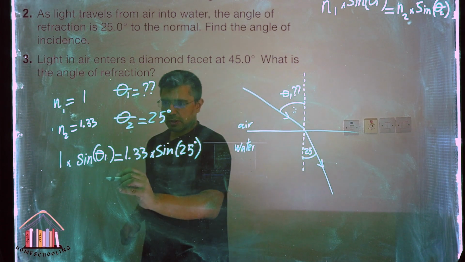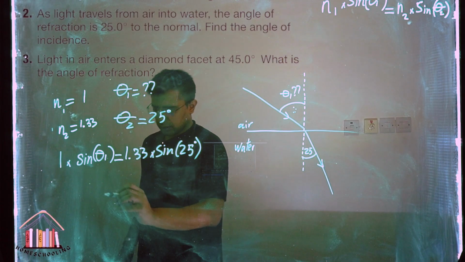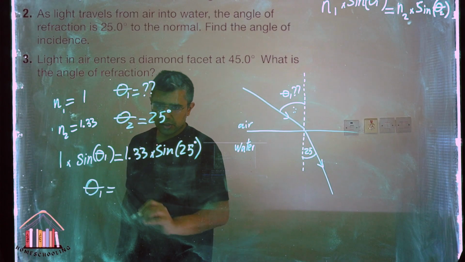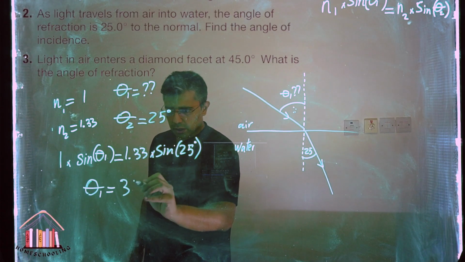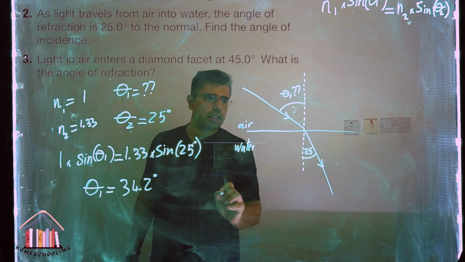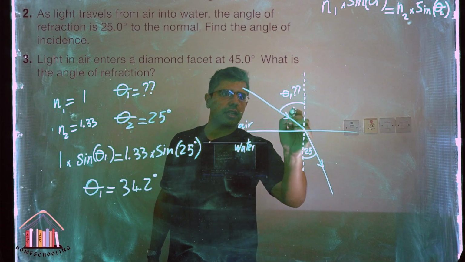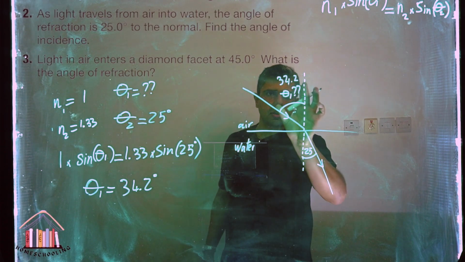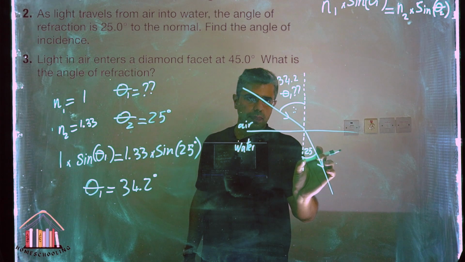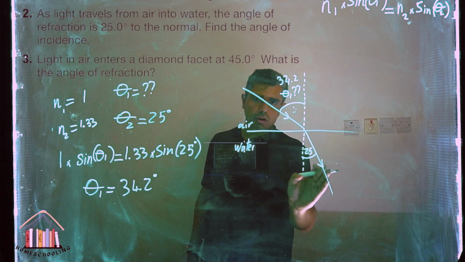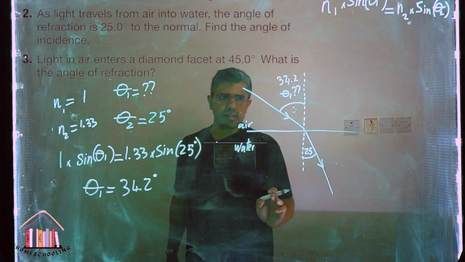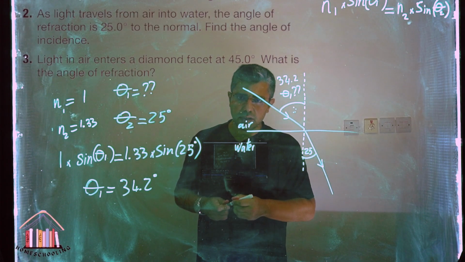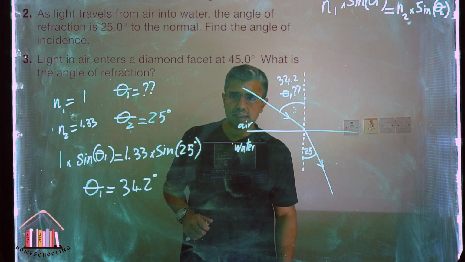So let's go back to the calculation. By doing shift solve on the calculator, I did it earlier, theta 1 will be equal to around 34.2 degrees. Alright? So the angle here is supposed to be 34.2 degrees. If you notice from the picture, the angle here is bigger. Here the ray is approaching the normal, coming toward the normal. And this is true because we are going from a low index of refraction to a higher index of refraction. Let's move forward to the next slide.